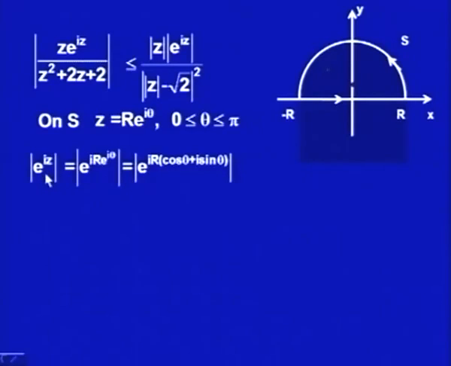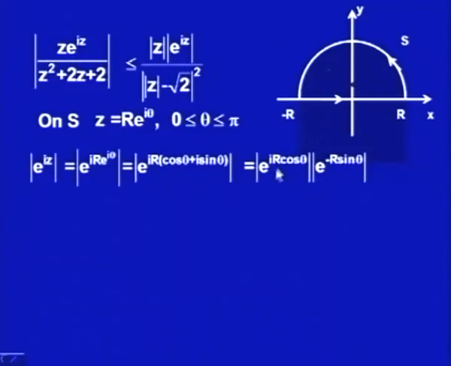So, let us see what my function does on the semicircle. If I try to find the bound of e to the power i z on this semicircle, I replace z by r e to the power i theta. Now, e to the power i theta, by Euler's formula, is cos theta plus i sin theta. That gives e to the power i r cos theta, times e to the power minus r sin theta. So, what we are getting is the absolute value of e to the power i r cos theta into the absolute value of e to the power minus r sin theta.